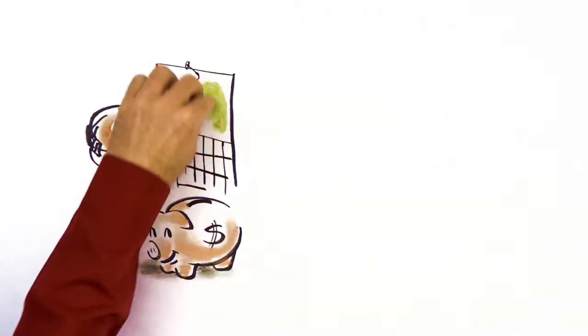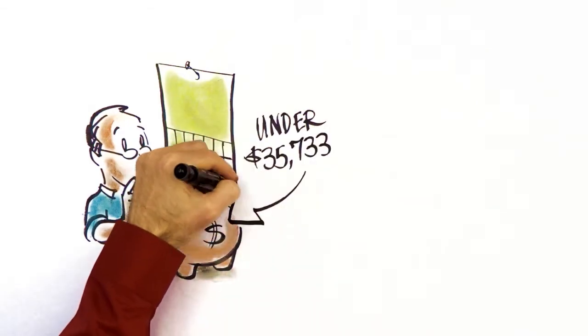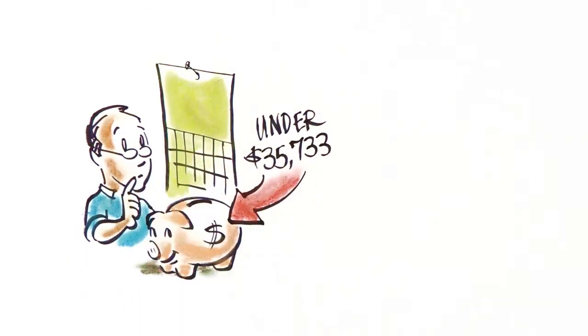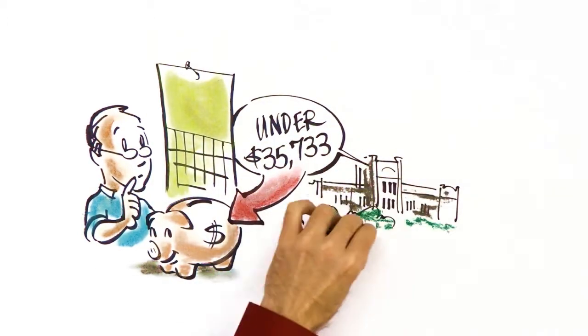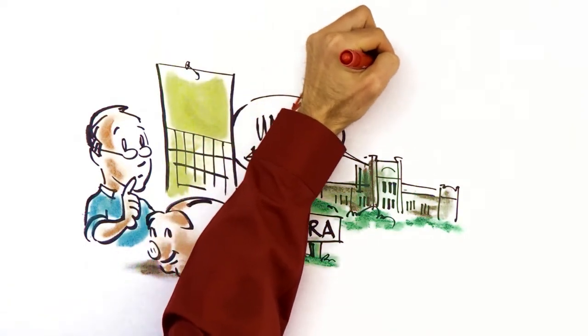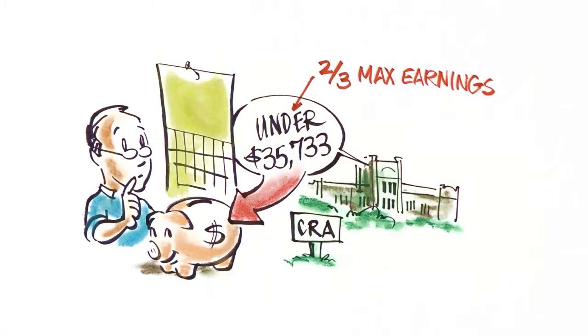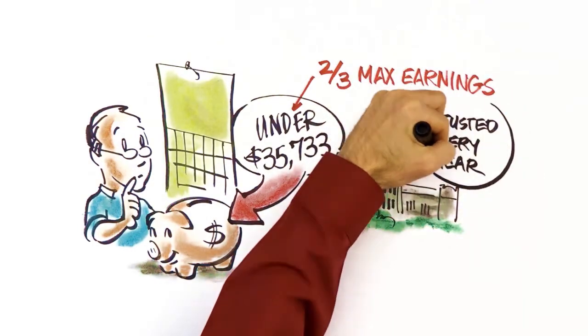For 2015, you can apply under low income only if you expect to earn less than $35,733 before taxes in the calendar year. That calculation is based on a number determined each year by the Canada Revenue Agency. The low income amount is 2/3 of the year's maximum pensionable earnings as set by CRA for 2015. Remember, CRA adjusts the YMPE every year.